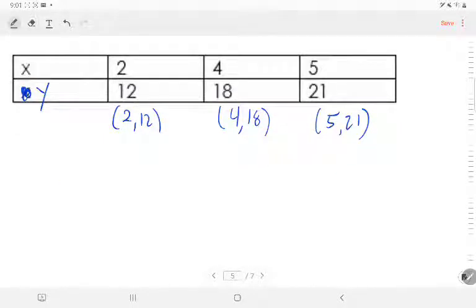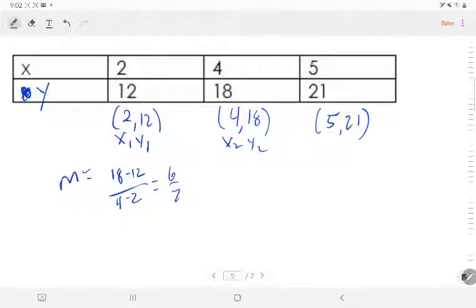So I could simply find my slope. In this case, I can use x1, y1, and let's just use this one, x2, y2. So I could say 18 minus 12 over 4 minus 2, which is going to give me, what do you know, 6 over 2, which is another slope of 3. Okay.